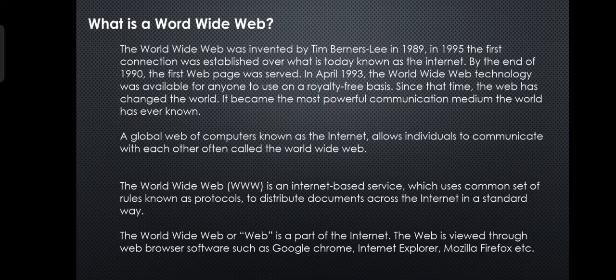The global web of computers, known as the Internet, allows individuals to communicate with each other, often called the World Wide Web. The World Wide Web, or WWW, is an internet-based service which uses a common set of rules known as protocols to distribute documents across the internet in a standard way. The World Wide Web, or web, is a part of the internet. The web is viewed through web browser software such as Google Chrome, Internet Explorer, Mozilla Firefox, etc.